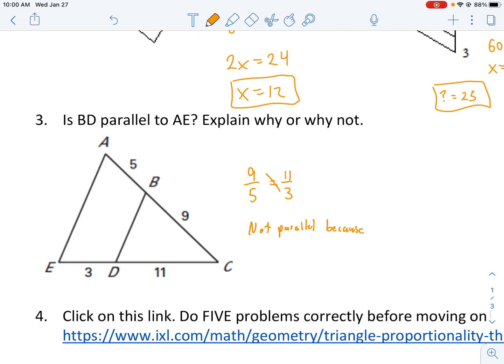Because the sides are not divided proportionally.